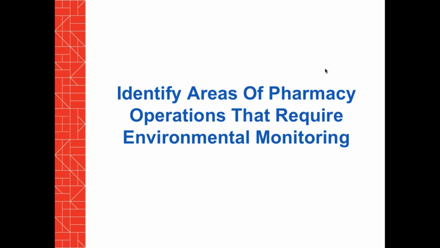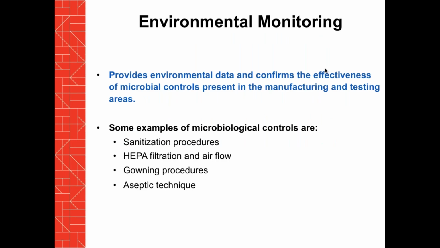Let's look at some areas in the pharmacy operation that require environmental monitoring. Environmental monitoring provides data and confirms the effectiveness of the microbial controls present in the manufacturing or compounding and testing areas. Some examples of controls are presented here, but not limited to: sanitation procedures, your HEPA filtration and airflow, the gowning procedures, and the aseptic technique.